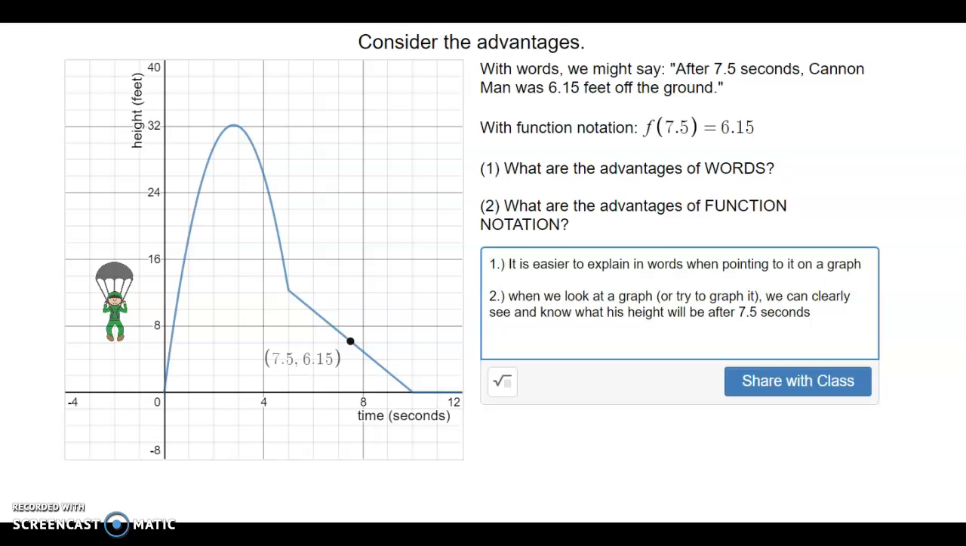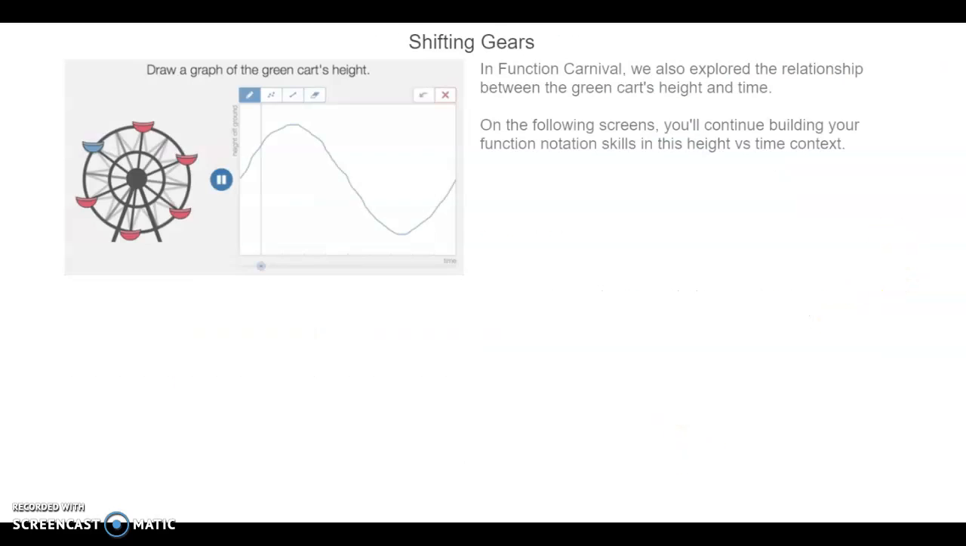So here would be kind of my explanation. In words, it'd be easier to explain it when pointing to it on the graph. So if I was going to say here, at 7.5 seconds, the Cannon Man will be at 6.1 feet off the ground. But when we're looking at it on a graph, or trying to graph it in general, we can clearly see what his height will be at that time.